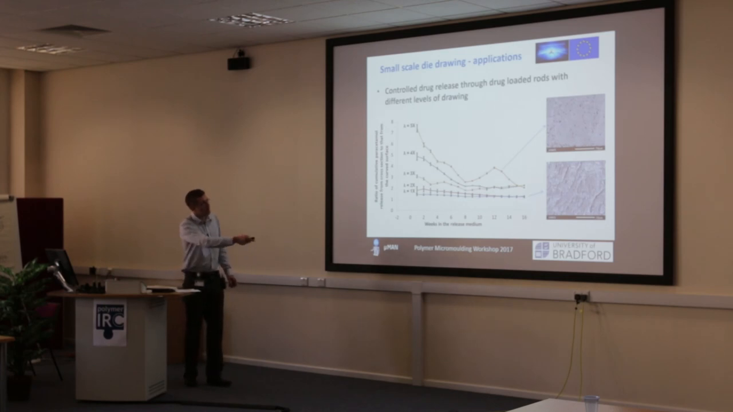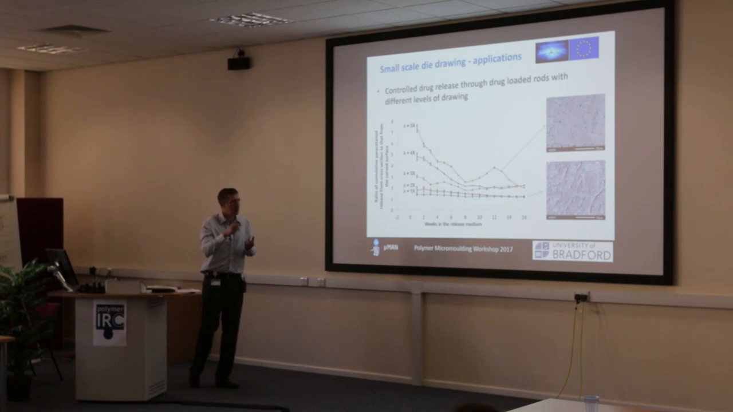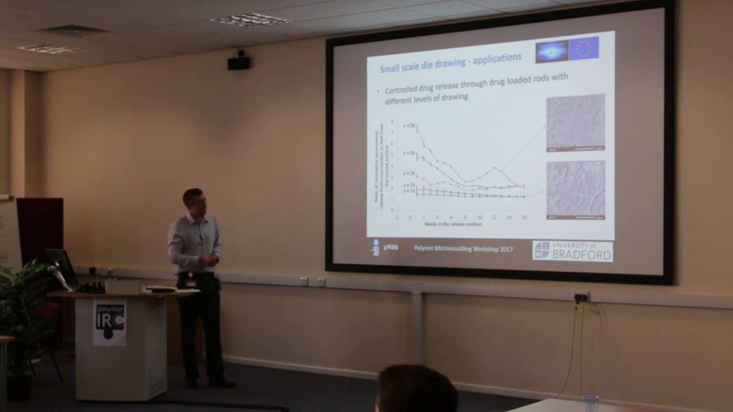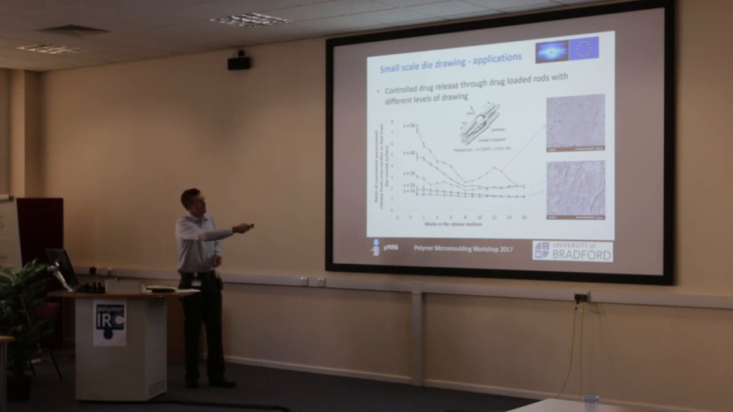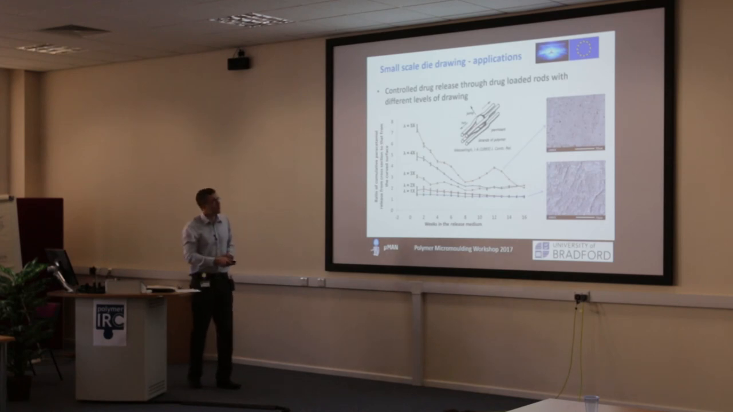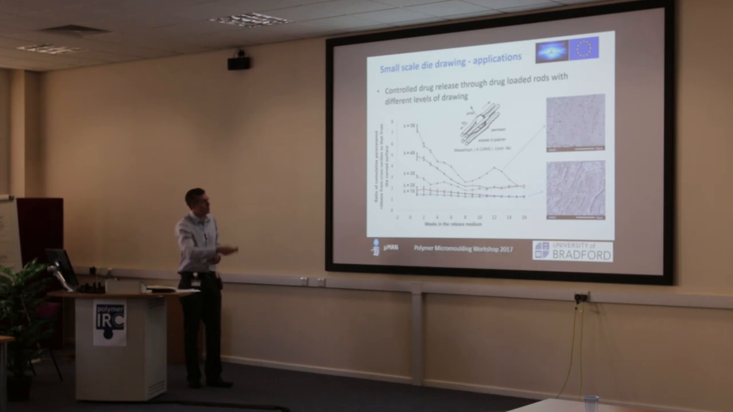And what we found when we looked at cross sections of these highly oriented rods was that there were channels set up. So there were channels which allowed the drug and the dissolution media to get in and start allowing the drug to release. If the polymer chains are very highly oriented, the drug finds it easier to run along this direction. So it's easier to elute from the ends of the drawn rods than from the sides. So it's a kind of run and jump mechanism.